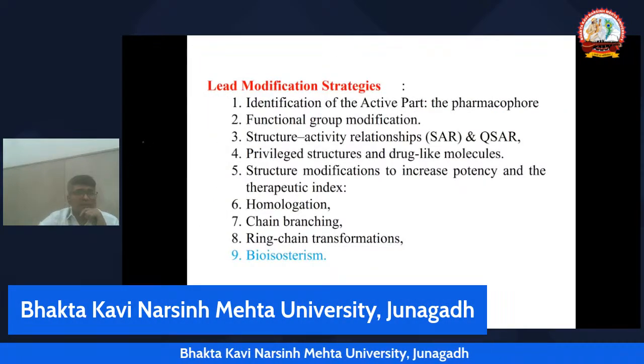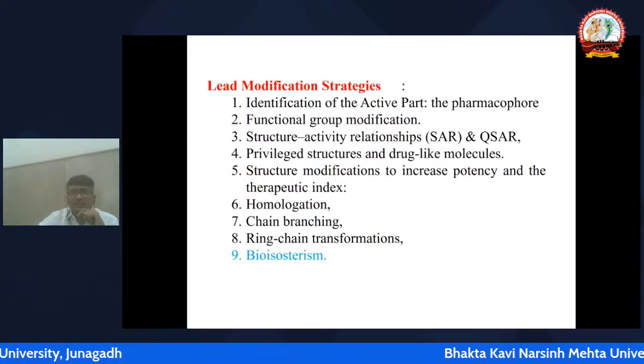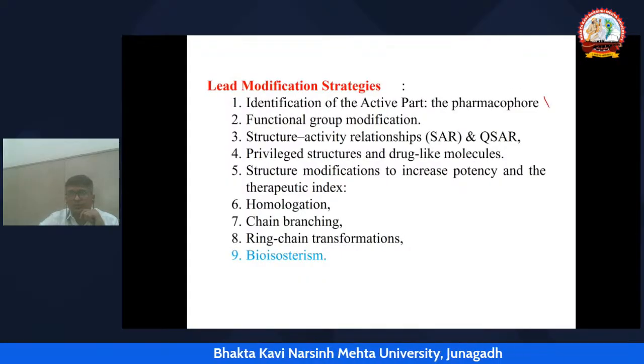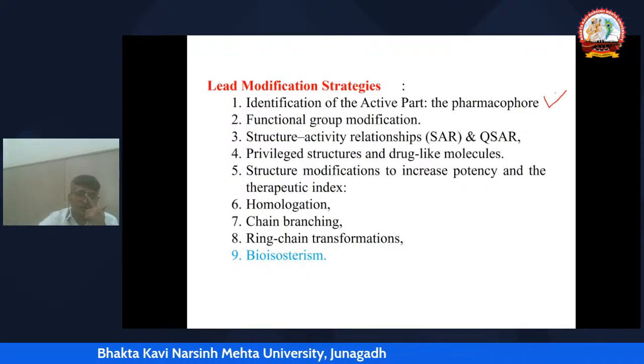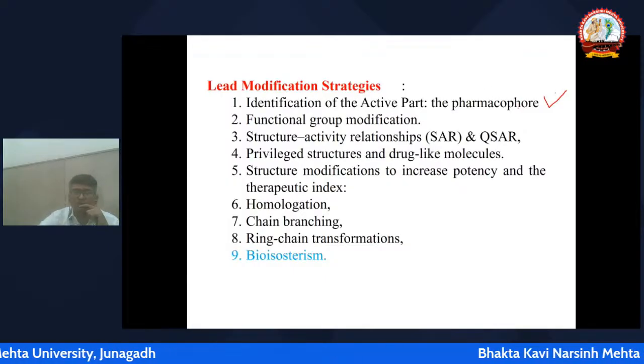And then after that come the lead modification strategies. There are 9 types of lead modification strategy. The first one is to identify the active part of the pharmacophore. So the first question is, what do we mean by the active part of the molecule, or pharmacophore?